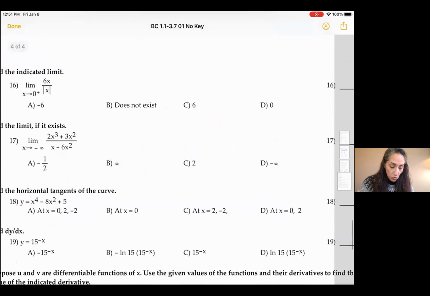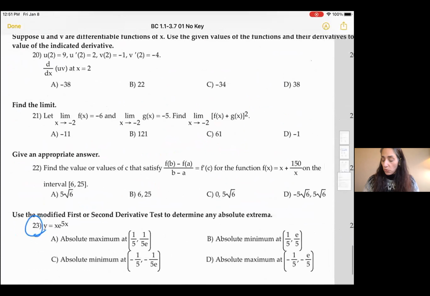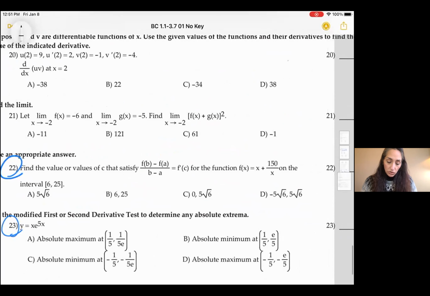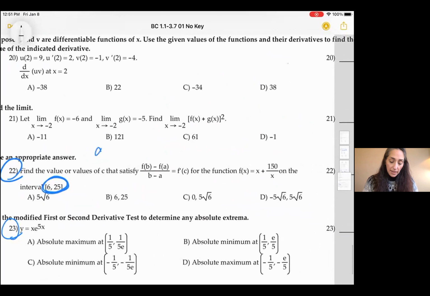Now we need to do 22. 22 is asking you mean value theorem. And so you need to plug in 6 and 25, so A is going to be 6 and B is going to be 25. When you do this mean value theorem, you're going to put 25 in here and here. So that would be 150 divided by 25 is 6. 6 plus 25 is 31.